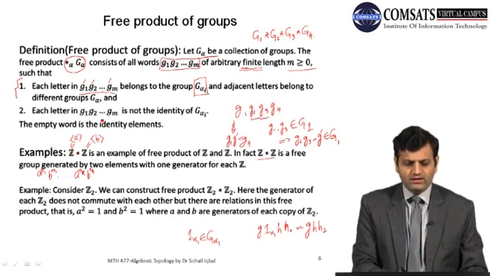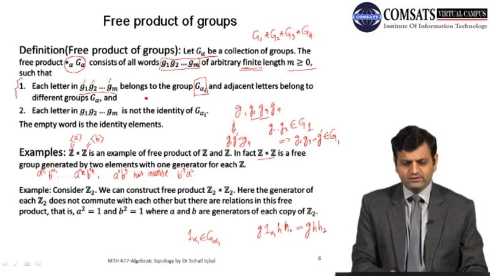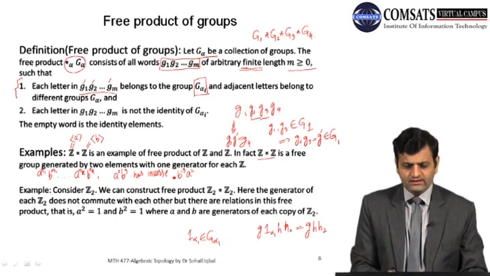Similarly, if there is an identity element inside this word, then we just delete the identity. So in other words, we can say that if there is an element A squared B raised to power 3, then the inverse of this element is B raised to power minus 3 A squared. Okay, so why is this the inverse? Because guided by these two rules, we can easily see that this is the inverse.